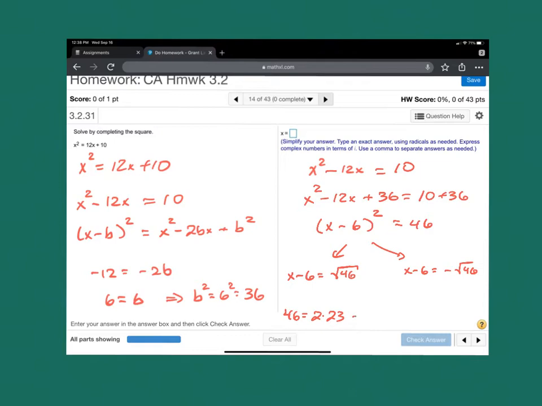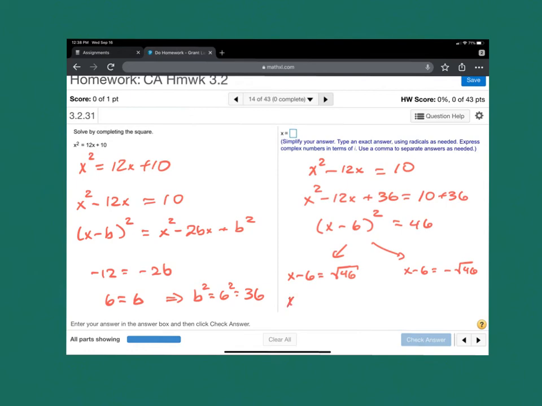And since I have no perfect squares, then I can't simplify the square root of 46 any further, so that really is as simple as it can possibly get. And so for these, since I can't simplify those any further, all that I can really do at that point is just leave the square root of 46 exactly as it is.